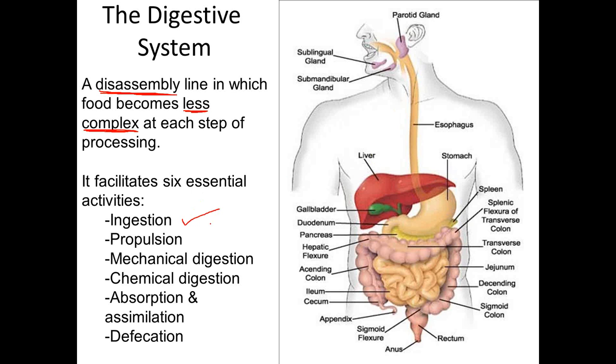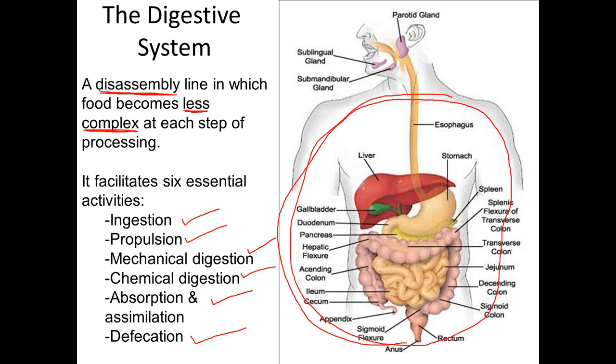Ingestion, taking in the food into the body. Propulsion, moving it through the digestive tract. Mechanical digestion, physically breaking down food into smaller parts. Chemical digestion, using a range of different chemical substances to break down our food. Absorption and assimilation, the taking in of food molecules into the body and putting them into the places that they are required. And finally, defecation, the removal of undigested waste matter from the body. So all of this complexity that we're going to see in the digestive system is there to provide these six essential activities.